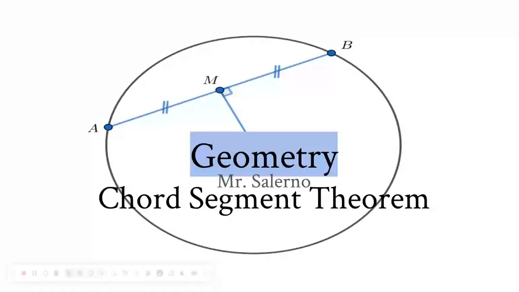Okay, here's our video today. The chord segment theorem. It's also known as the intersecting chords theorem. And basically, in simple terms, it's just when two chords, and you can see them in the picture.